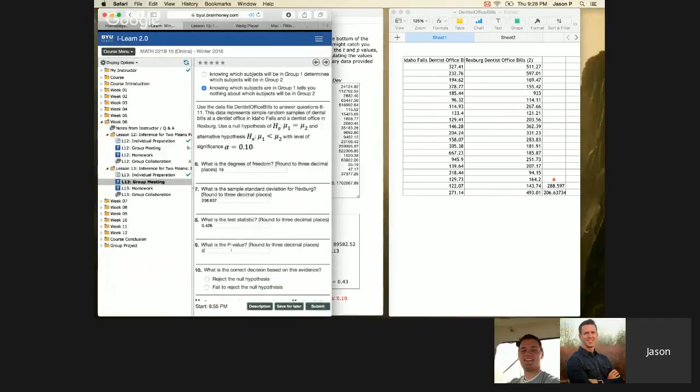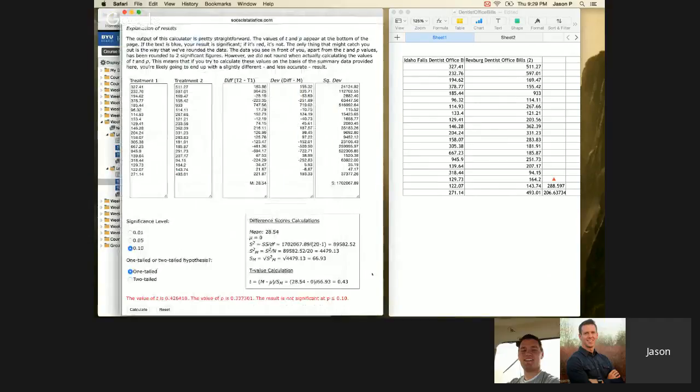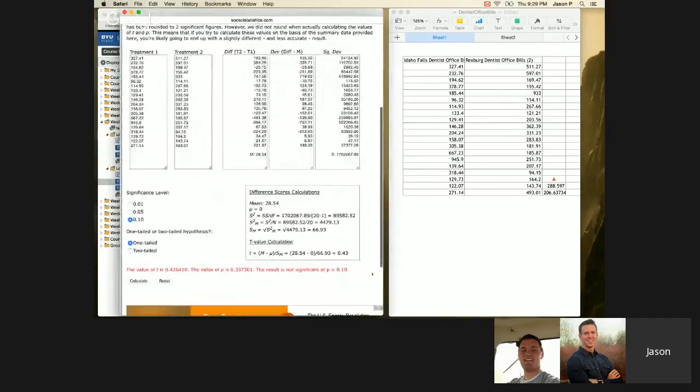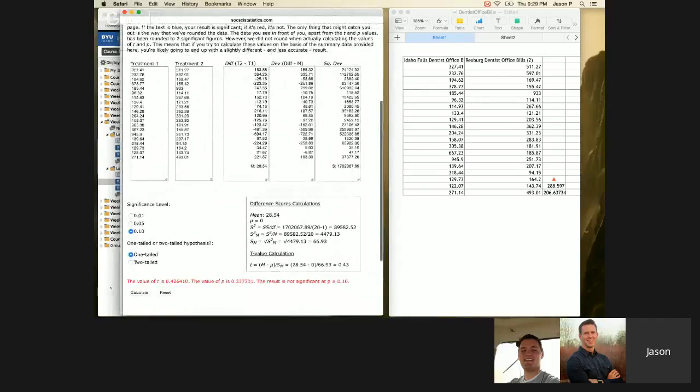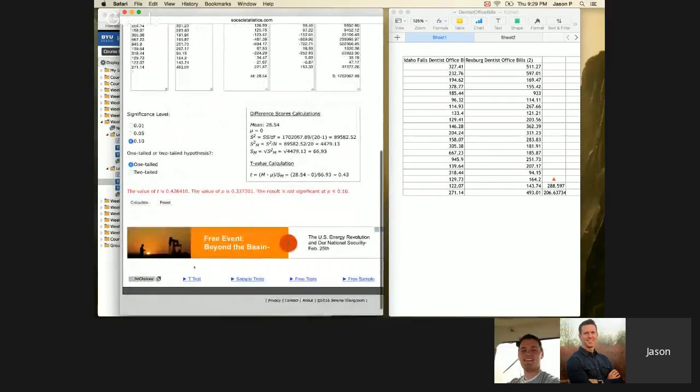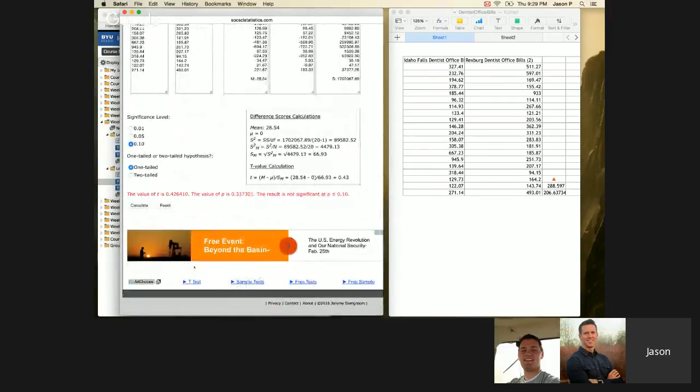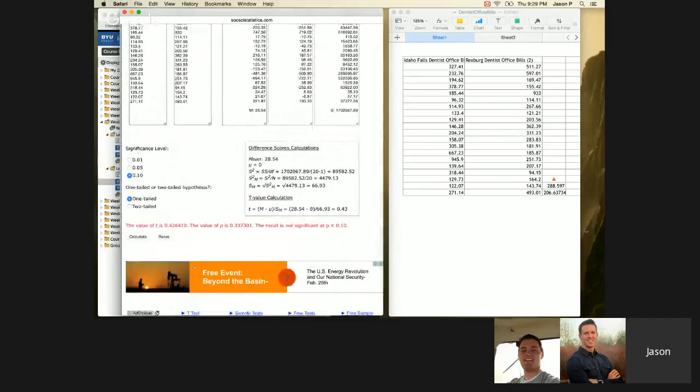All right, so what is the correct decision? Do we reject or fail to reject? Do you guys remember which is which? So it's greater than the level of significance. Well, doesn't it say down there? It says it is not significant. So if it is not significant, I can't remember.